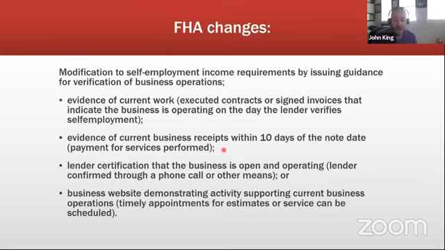We must certify the business is open. We have to have the website demonstrating activity that supports current business operations. What happens if somebody doesn't have a website? There's some weird things that are going to play out here, but this is literally what FHA gave to us last Tuesday. And by the way, imagine how much we were freaking out when we got this on Tuesday and it applied to every single loan that we had not yet drawn docs on. How many problems were we going to run into? At least now it's only going to apply for new loans that started after August 12th.